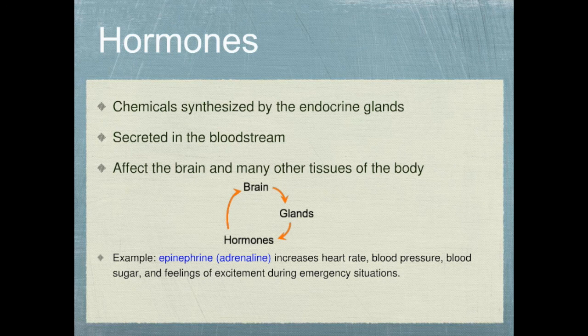For example, epinephrine increases heart rate, blood pressure, blood sugar, feelings of excitement during emergency situations. It's kind of like opening a floodgate. You just put the hormone out into the blood, and then it automatically influences everything that the blood touches.